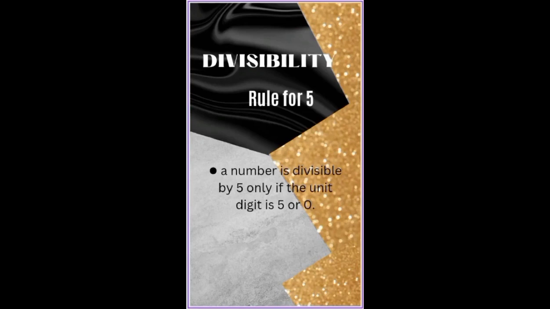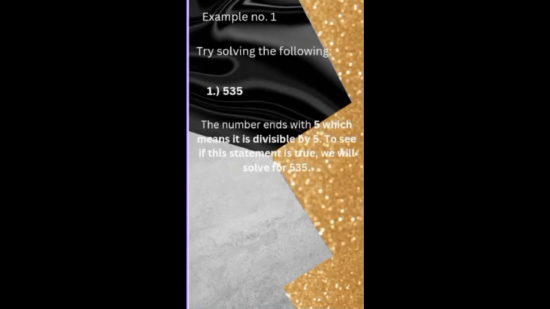Divisibility rule for 5. A number is divisible by 5 only if the unit digit is 5 or 0. Example number 1. Given 535. The number ends with 5, which means it is divisible by 5.